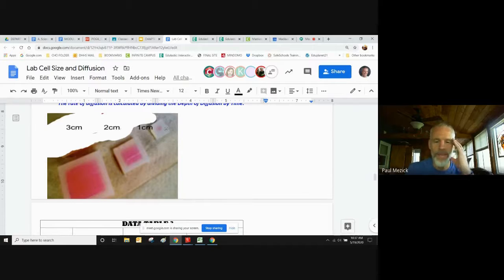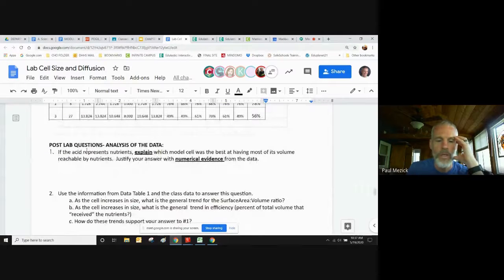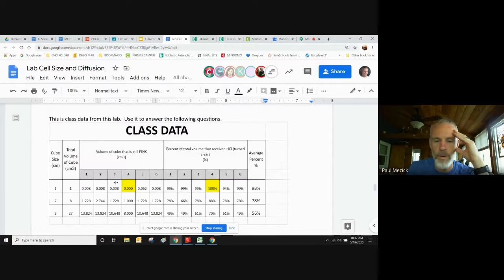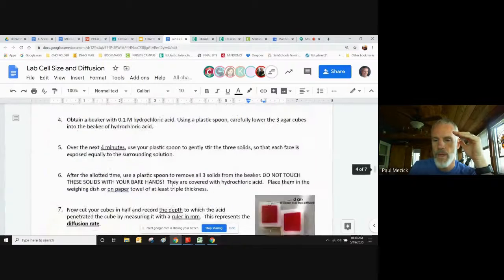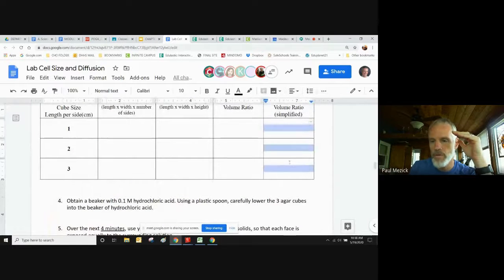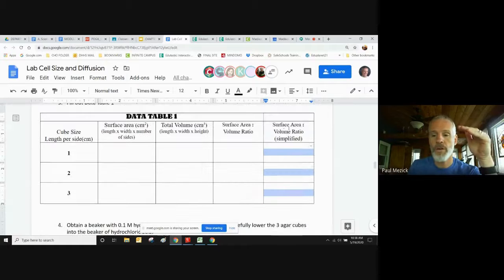So now take that thinking and you bring it to this question. If the acid represents the nutrients, explain which cell was the best at having most of its volume reachable. And you already said the smallest one because 98% of it was reachable. Now he's asking why. Why is the smaller one reachable? Your answer comes right from here, and it has to do with the surface area to volume ratio in the smaller cell being different than the surface area to volume ratio in the larger cell.